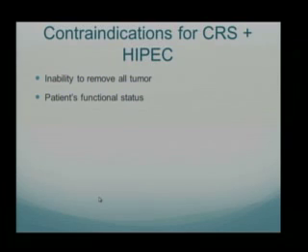And the contraindications for cytoreductive surgery and HIPEC would be, of course, inability to remove all the tumor to 2 millimeters or less. And the other thing you would need to consider would be the patient's functional status. This would be a big operation. If there are too many comorbidities, they may not be able to withstand such a big procedure.